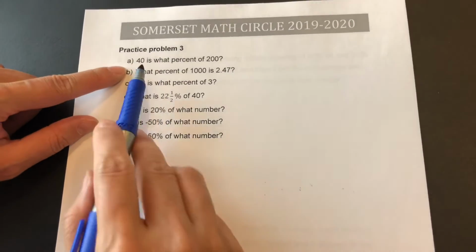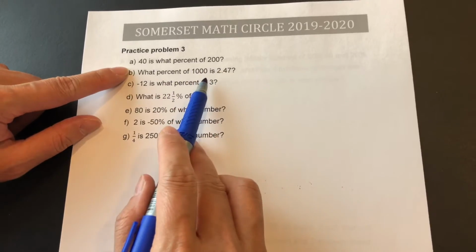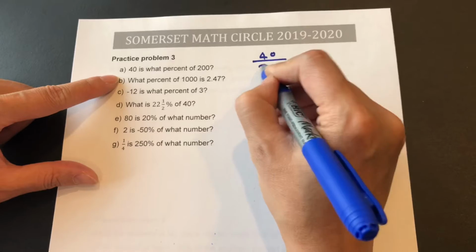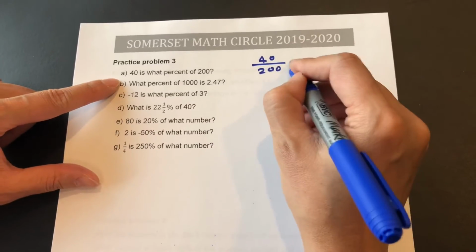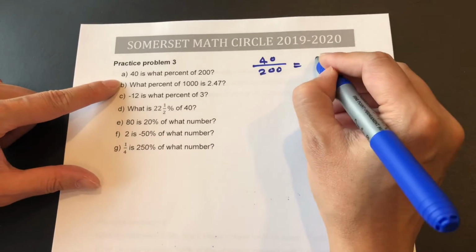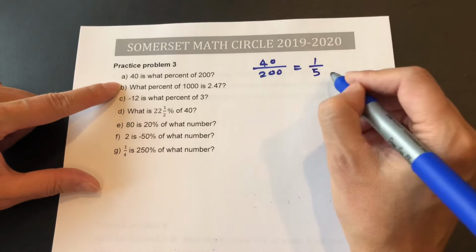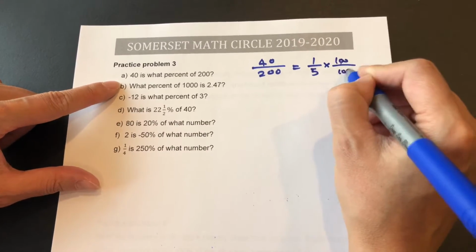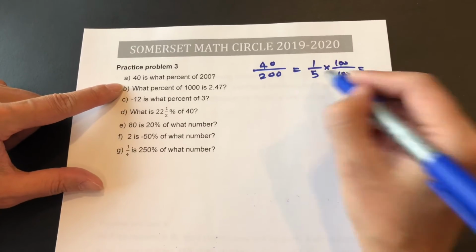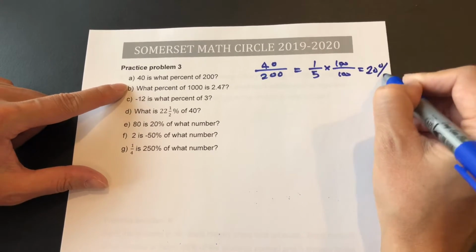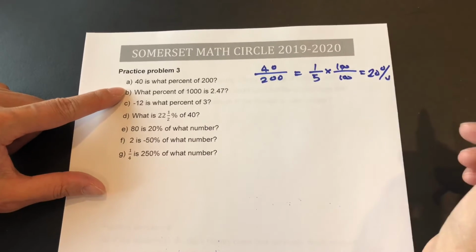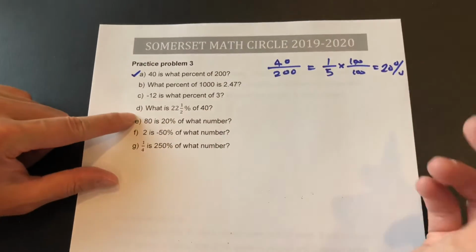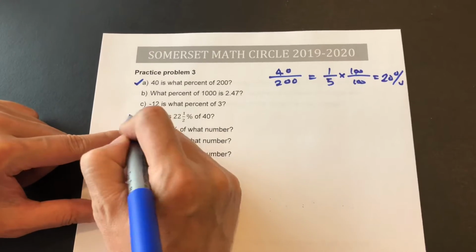Practice problem 3. 40 is what percent of 200? 40 over 200. That is 1 over 5. Change this to percentage. Multiply by 100 divided by 100. This is 0.2. So therefore, divide by 100 is the percentage sign. That's 20%.